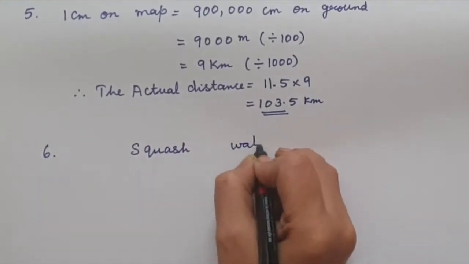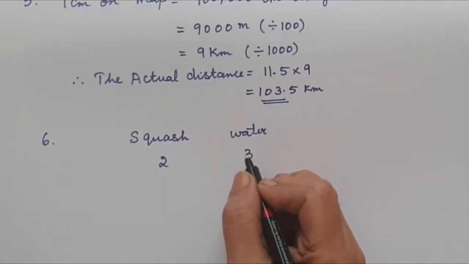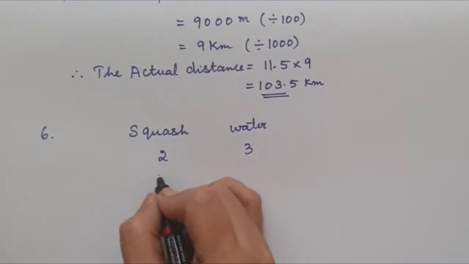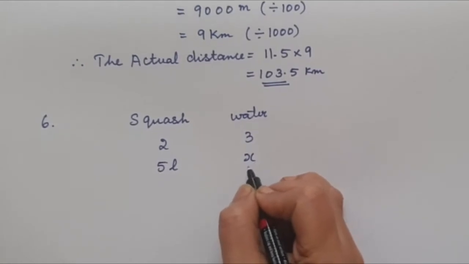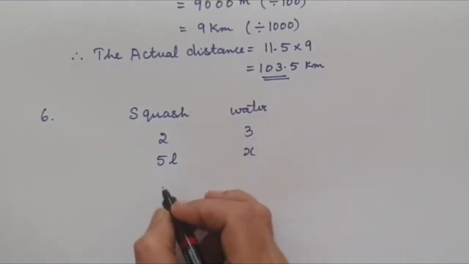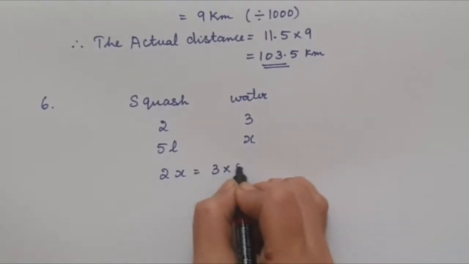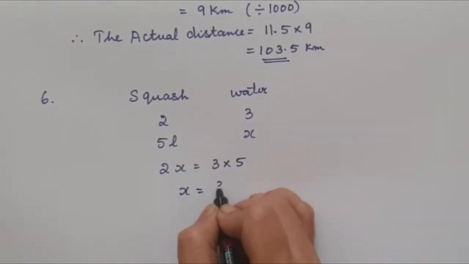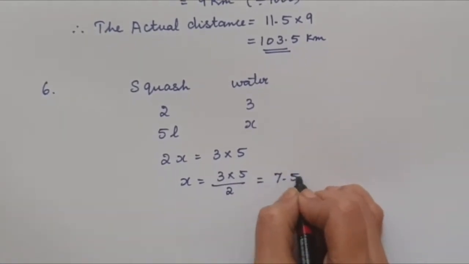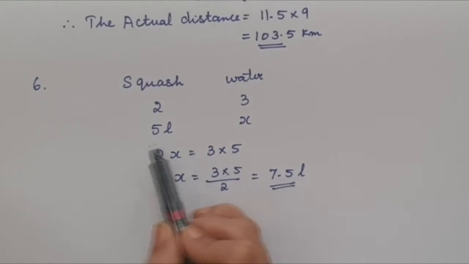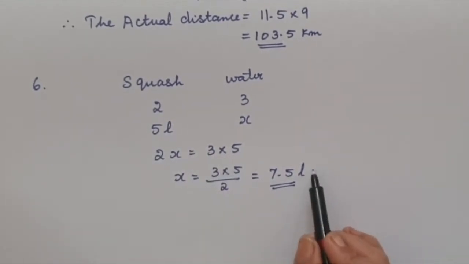Squash and water. If you write a ratio, squash is to water is 2:3. For 5 liters of squash, we need to find how much water is needed. So we just cross multiply. 2x will be equal to 3 multiplied by 5, so x will be equal to 3 multiplied by 5 divided by 2. That will be equal to 7.5 liters. In 5 liters of squash, 7.5 liters have to be added to make the drink.